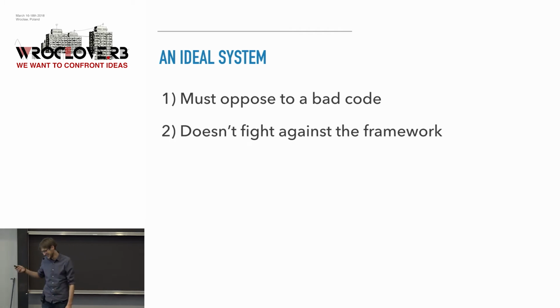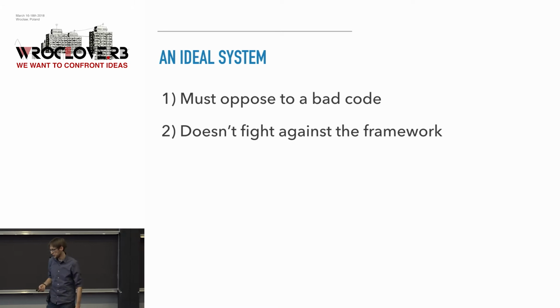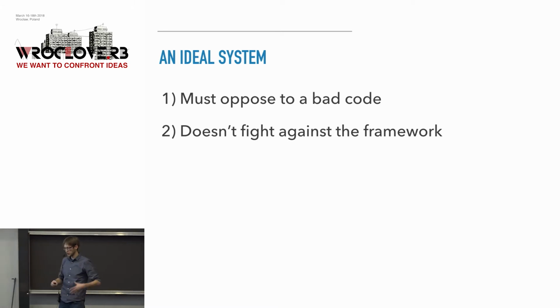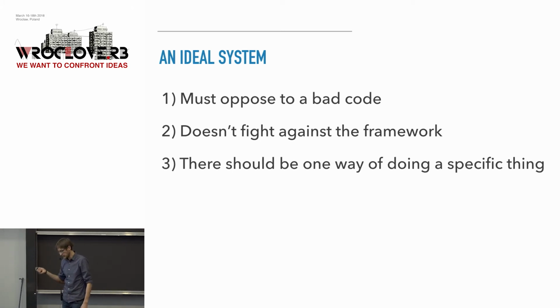All right. The second thing is that the system we are building shouldn't fight against the framework. It means it should use defaults if possible. And the third thing is that ideally there should be only one way to do a certain thing. Because a programmer shouldn't be an artist who just had an inspiration and decided to do it in this way or in this way. A programmer should be an engineer who analyzes different ways of doing this, chooses the best way, standardizes it and makes it a rule in his system.